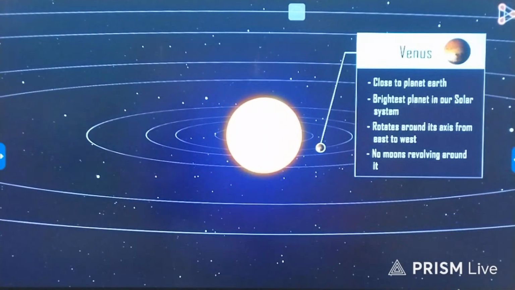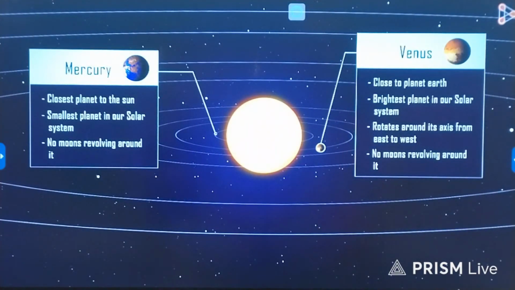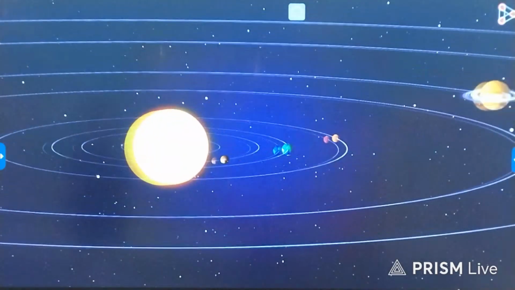Let's quickly review what we learned about Mercury and Venus. Mercury is the closest, smallest, and has no moons revolving around it. And Venus is the Earth's nearest neighbor, the brightest planet, rotates around its axis from east to west, and has no moons revolving around it.